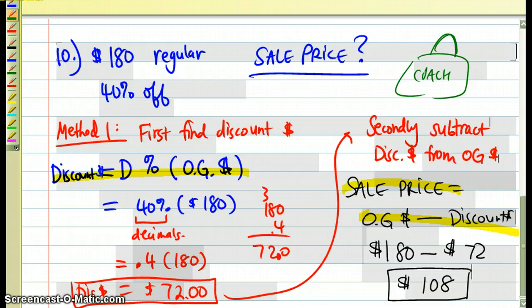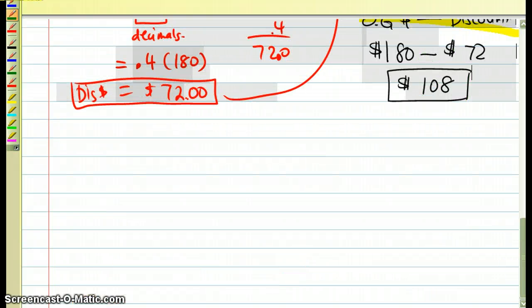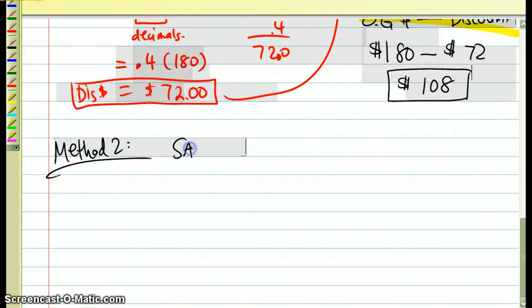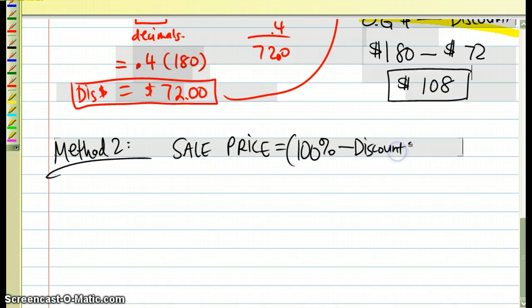Okay. Let me show you the second method we could do instead of having to do 2 steps. The second method that you can use to find the sale price is to use just one equation. That one equation is going to be a simple subtraction of 100% minus your discount percent. What that means is when you subtract 100 minus your discount percent, that leftover percentage is actually the percentage you pay. So there's part of it that you save and there's part of it that you pay out of 100%. And then we're going to multiply that by the original price.